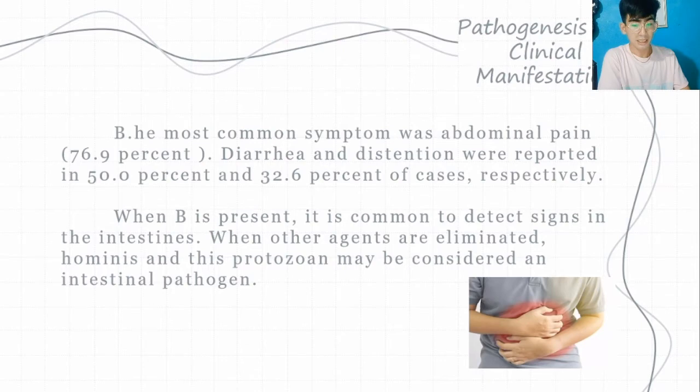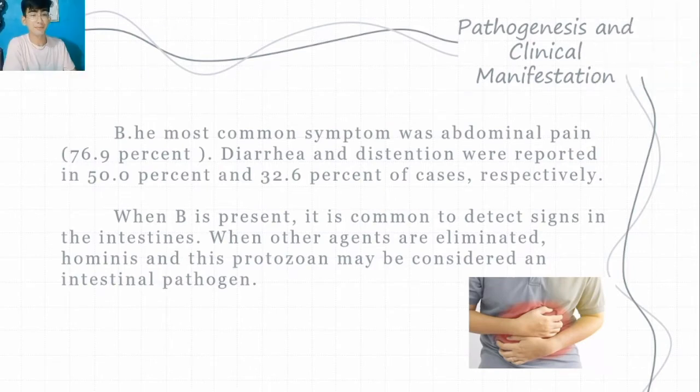Pathogenesis and clinical manifestation. The most common symptom was abdominal pain, at about 96.9%, and diarrhea and distension were reported in 50% and 32.6% of cases respectively. When B. hominis is present, it is common to detect signs in the intestine when other agents are eliminated. This protozoan may be considered an intestinal pathogen.